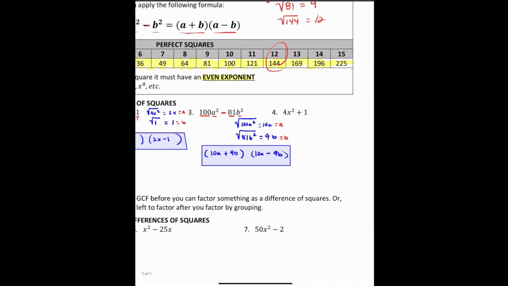Number 4, we have 4x to the second plus 1. Alright, so here's the problem with this example. This has a plus sign, it's not a minus sign. But we can appreciate the fact that these two terms are indeed perfect squares. However, we cannot factor this because this is not a minus sign. So we have to write prime as our answer because we cannot factor this.